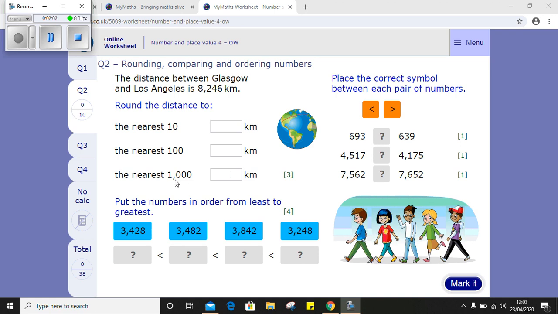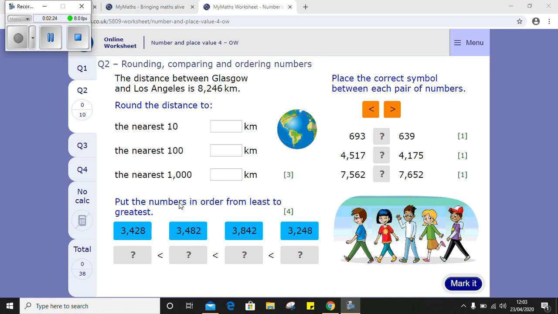So remember, when you're doing this, you're underlining. So if I'm rounding to the nearest 10, I'm going to underline that 4. Then I'm going to put an arrow above the 6 because I know that's the deciding number. I'm thinking, is it below 5 or is it 5 or more? Because if it's below 5, I know I'm rounding down. If it's 5 or more, I'm going to round up.